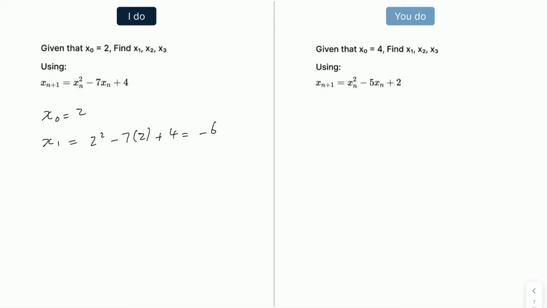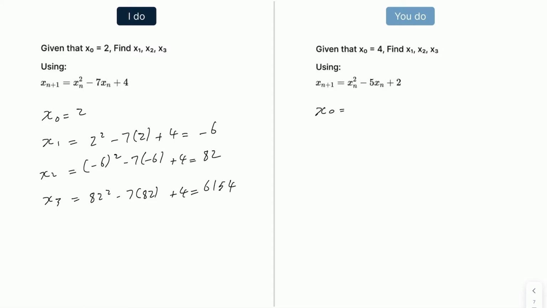Now you do want to be careful here because it's a negative number. You want to use brackets here when you're squaring it on the calculator. So that's minus 6 squared minus 7, bracket minus 6 plus 4, and that gives you 82. And then x3 will be 82 squared minus 7, bracket 82 plus 4, which gives you 6154. Okay, so again, it's the exact same concept. Use the previous answer to find the next one. So press pause and I've got the example on the right.